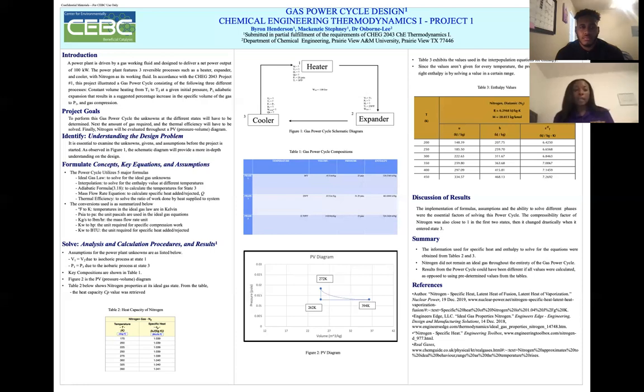The next conversion was kW to HP, which was the unit required for specific compression work. And then we had to convert kW to BTU, which was the unit required for specific heat added/rejected.